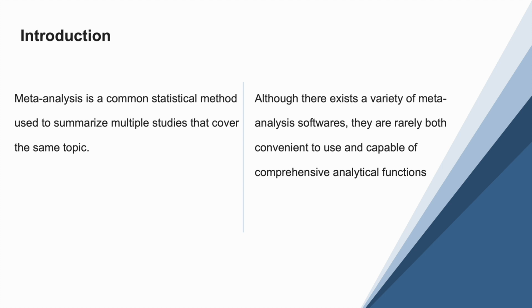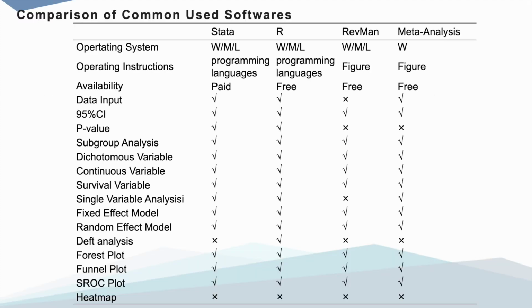Thus, the results of this type of analysis may help explain heterogeneity among studies and give a direction for future research. However, existing meta-analysis software is not perfect. Currently, the most commonly used software includes Stata, R, RevMan, and meta-analysis. RevMan and meta-analysis provide user-friendly interfaces, but they are limited in their statistical functions and graphic customization capabilities.